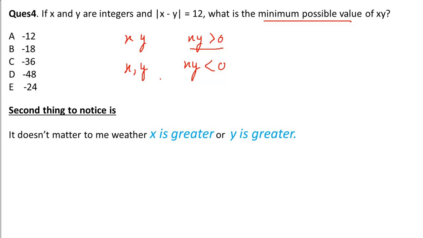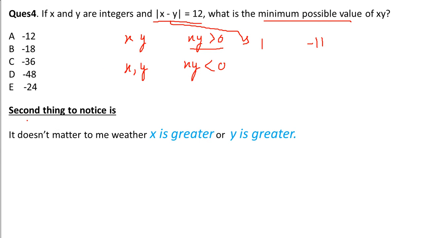So a negative quantity is always less than a positive xy. So I need to check if x and y can take opposite signs. In this case, clearly it can. For example, x is equal to 1 and y is equal to minus 1. They have opposite signs and satisfy |x - y| is equal to 12. Therefore, x and y in this case will have opposite signs.